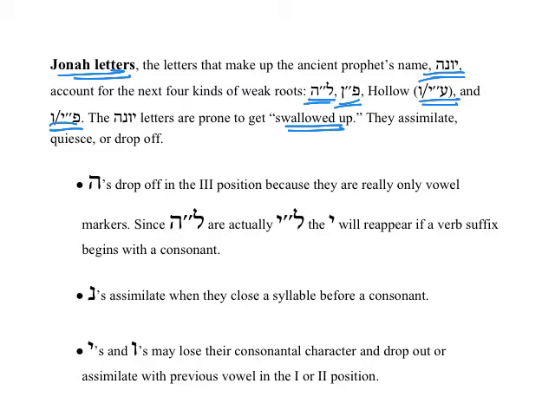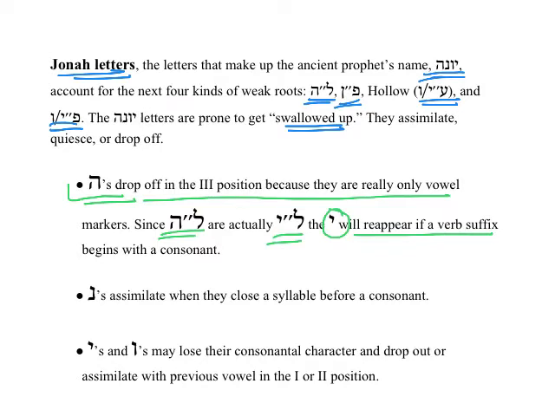So, for example, then, the hey drops off often under certain circumstances when it's at the end of a word. And in reality, lamed hey words, verbs, are really lamed yod. And under certain circumstances, the yod will reappear. So we need to just be aware of the nature of hey as a marker, and under some circumstances, the yod that was really there that we can't see reappears.